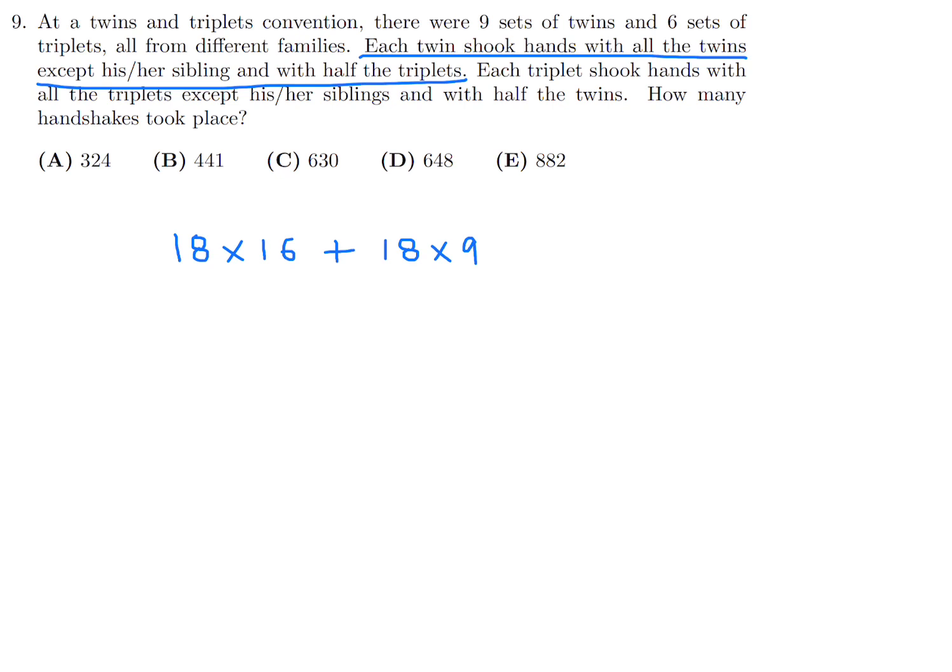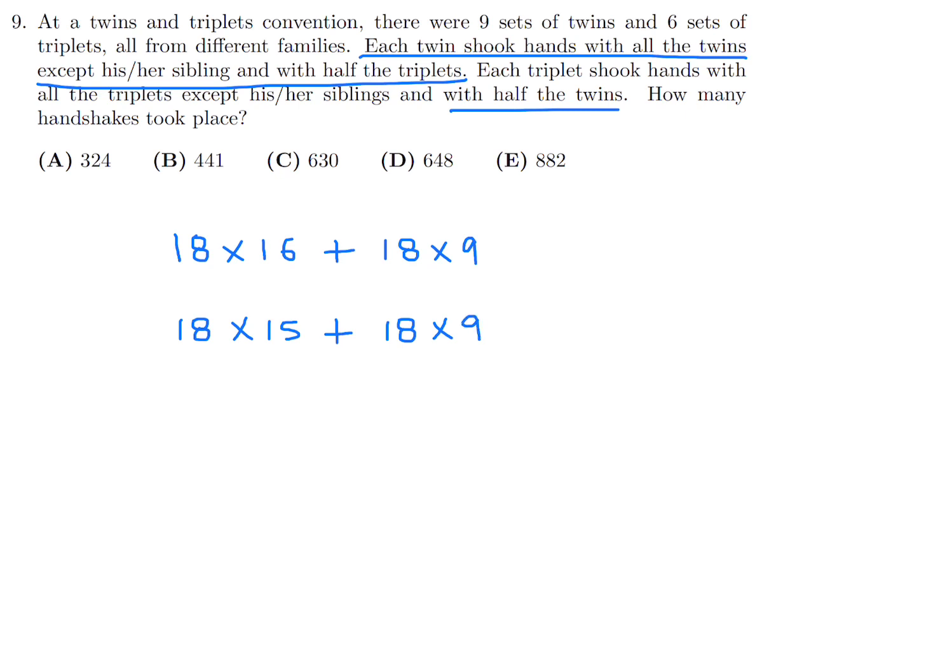Each triplet shook hands with all the triplets except his or her siblings. So there's 18 of them, and they're going to shake hands with everybody except themselves and their siblings. So 15 of the other triplets. And then they also shake hands, those triplets, with half of the twins. So there's 18 twins, so half is 9.